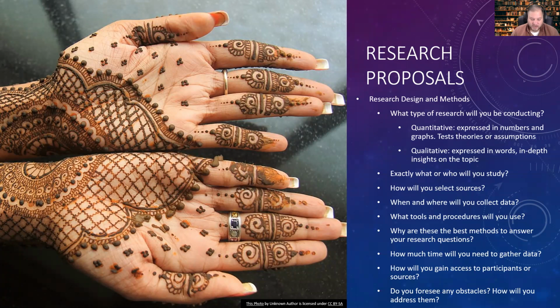The research design and methods shows the reviewer exactly how you will conduct this research. Here you will discuss who or what you will study, how you will select sources and determine their reliability, what methods you will employ in conducting research, like surveys or interviews, how you will conduct the data, how much time you will need, and how you will gain access to research facilities or platforms.